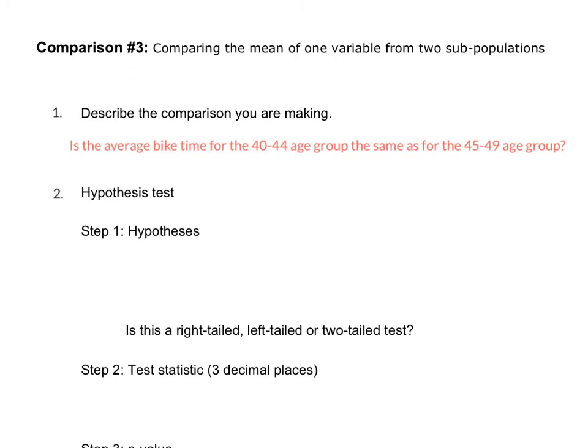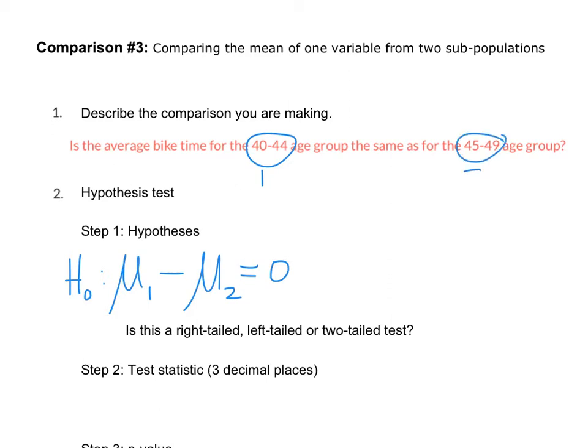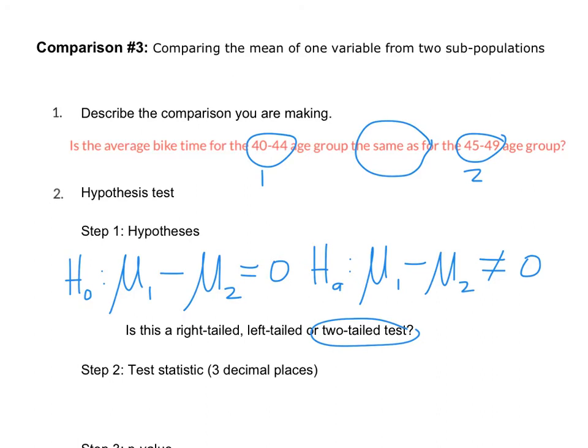So look at the hypotheses. The null hypothesis is that the difference between the means for the two populations is equal to 0, that there is no difference. And for these purposes, we can use the 40 to 44 group to be the group that's expressed by mu sub 1, and 45 to 49 would be the group that's expressed by mu sub 2. The alternate hypothesis is going to reflect what is asked in the question. It is saying the same as. So we want to say that this difference is not the same. In other words, the difference is not equal to 0. That makes this a two-tailed test.